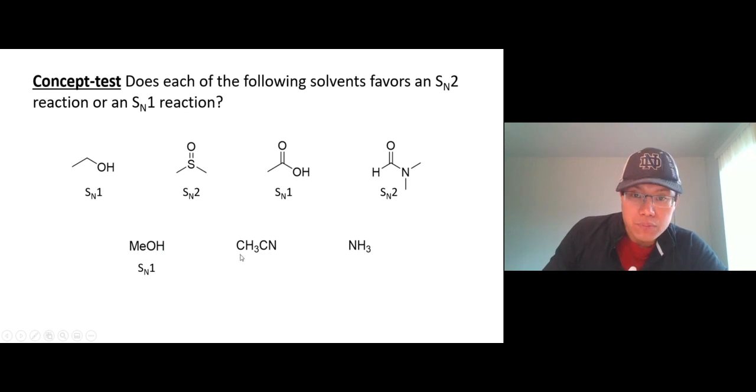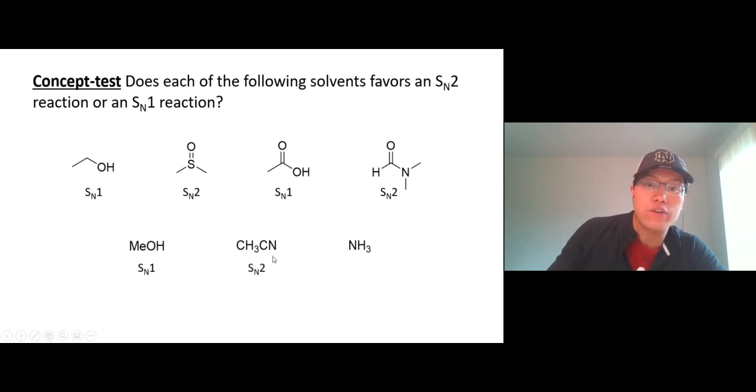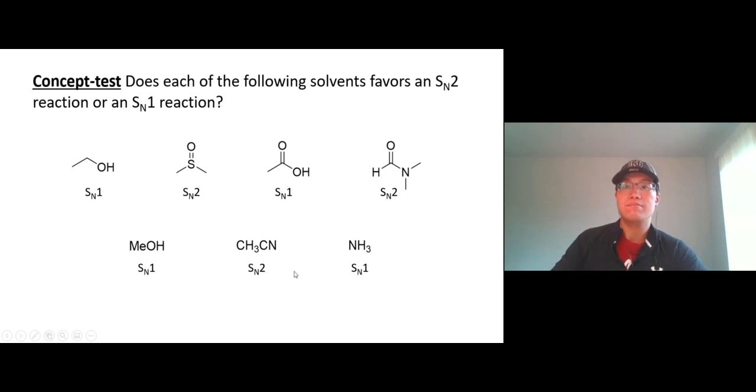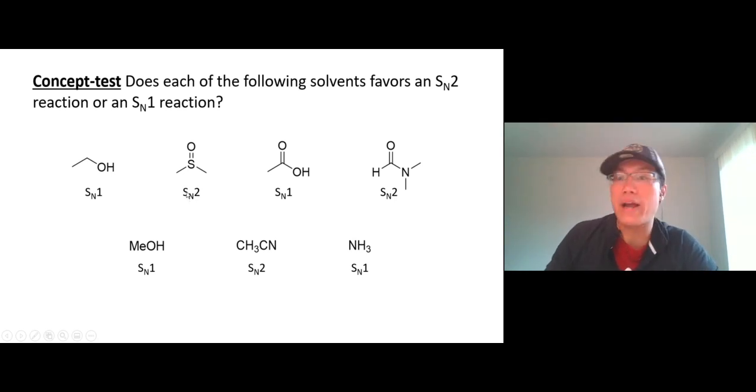We have acetonitrile, CH3CN. No hydrogen on nitrogen or oxygen, so this guy is a polar aprotic solvent, good for SN2. Lastly, nitrogen connected to hydrogen for sure. This is a polar protic solvent, SN1 for sure. That's how we think about things. So if you can differentiate polar protic from polar aprotic, you should be able to tell which one goes with SN1 and which one is good for SN2.